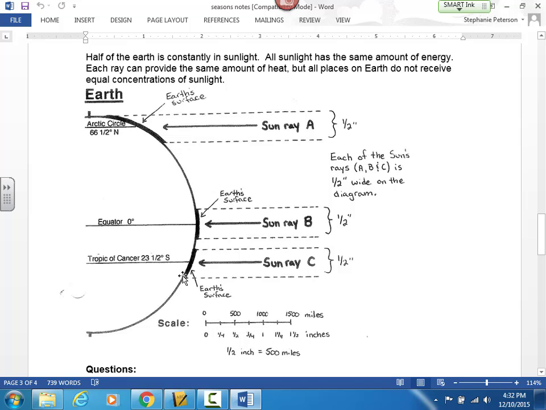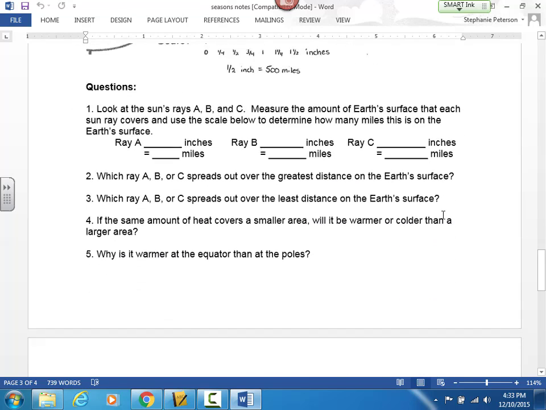We also have a scale at the bottom that tells us for the approximate length of each of these, how far is that in miles. So each of the sun's rays is a 1/2 inch wide when it starts, and then we can see how that spreads out over the Earth's surface when it hits Earth. Okay, let's go down to the questions.